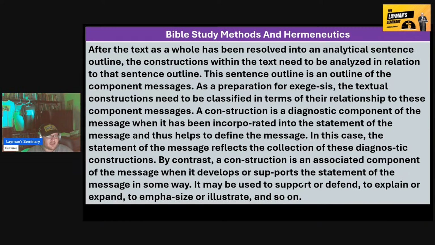After the text as a whole has been resolved into an analytical sentence outline, the constructions within the text need to be analyzed in relation to that sentence outline. The sentence outline is an outline of the component messages. As a preparation for exegesis, the textual constructions need to be classified and their relationship to these component messages determined.